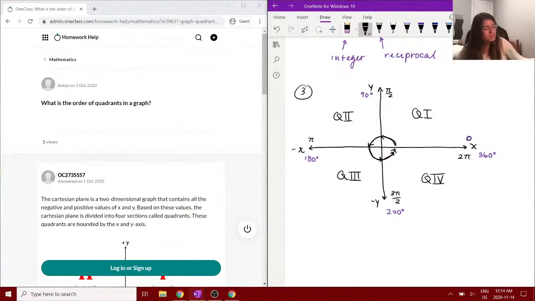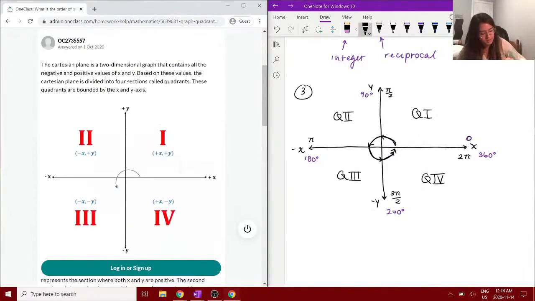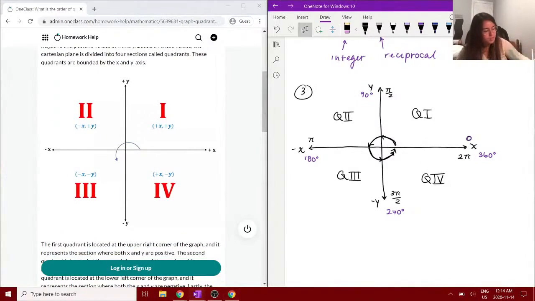Okay, and so basically, I guess the last thing that we have to label here is that when you're in a quadrant, you're able to tell automatically what sign x and y are in the quadrant. So we're on the positive half of the x-axis, and we're also in the positive half of the y-axis. So in the first quadrant, we have positive x and positive y.